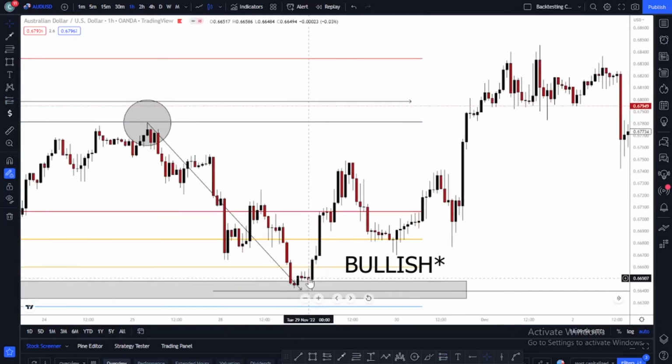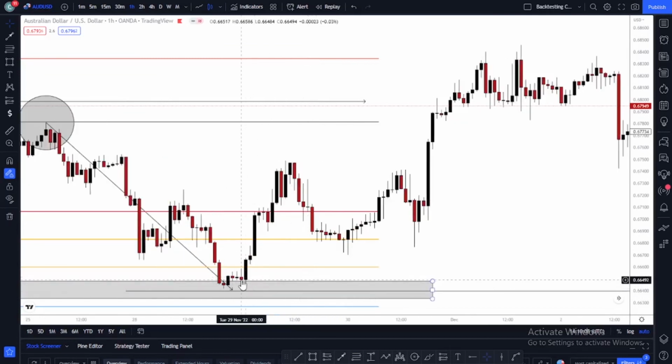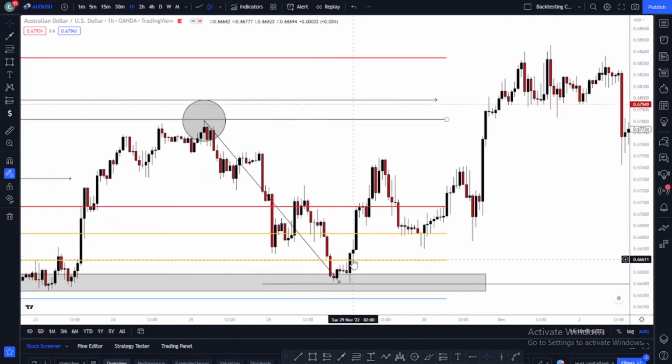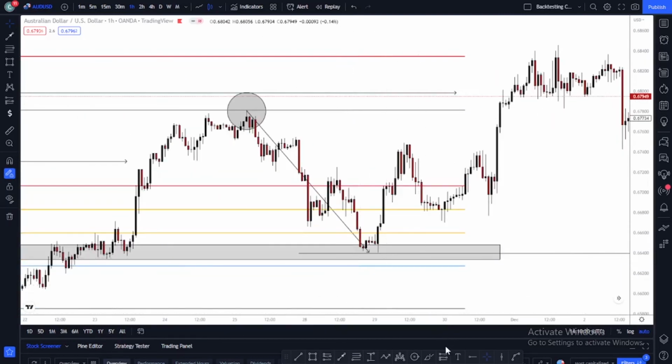Why? Because this bullish candle closed above, or engulfed, this bearish candle. There's a bearish candle. Don't get it wrong, it's not a doji. It's a bearish candle. Price closed bearish. It's not a doji. So after the closure of this bullish engulfing candle, I'm going for buys, bruh.